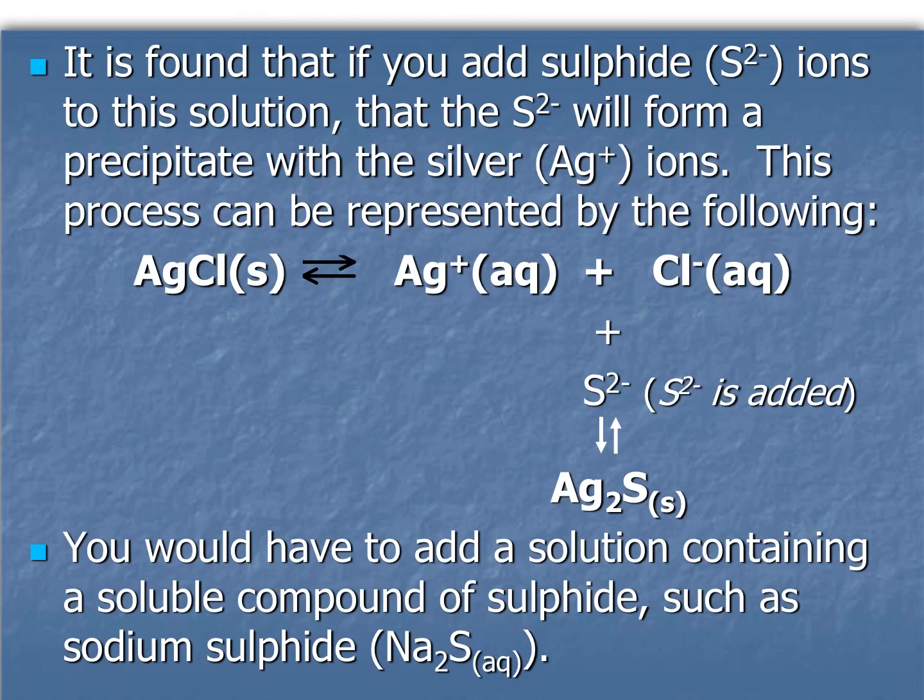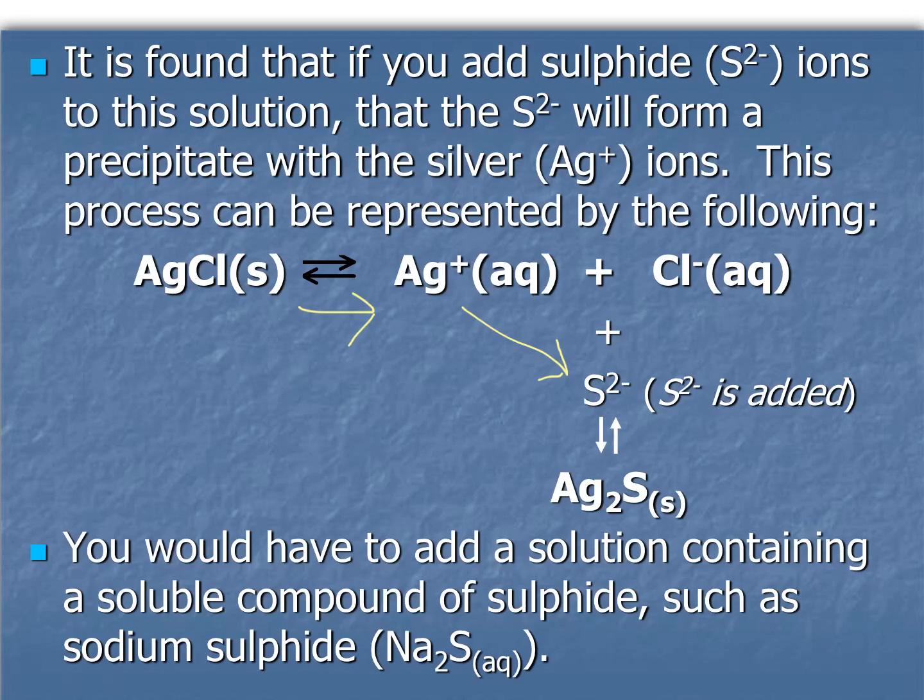So it is found that if you add sulfide ions to this solution, the sulfide ions will form a precipitate with the silver. This process can be represented as follows. So I have solid silver chloride reacting. But when I added something, didn't matter what, that had some sulfide ions, this sulfide is going to pull away some of this silver to form silver sulfide. So as this lowers this concentration here, then we have a take towards, which is using up the silver chloride, pushing it towards the product side.